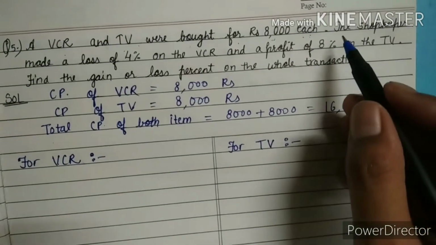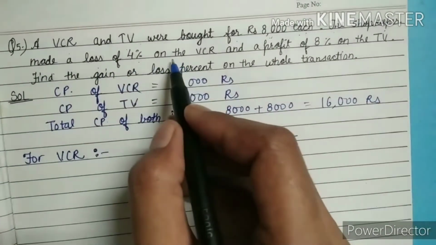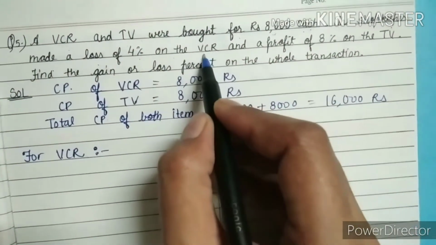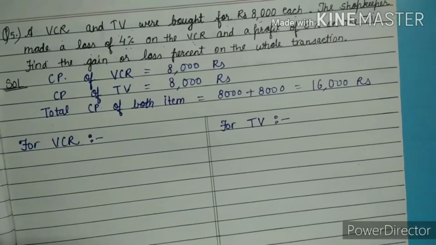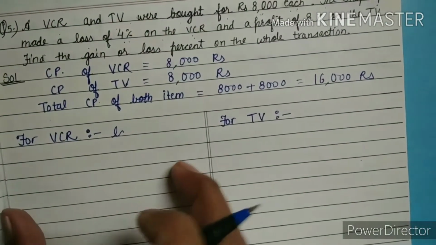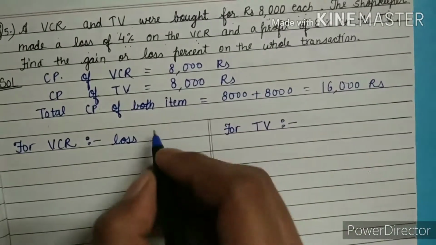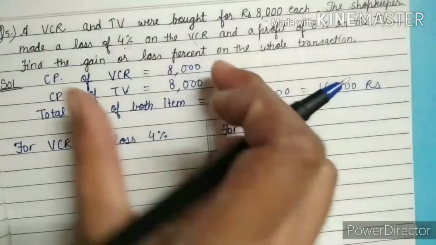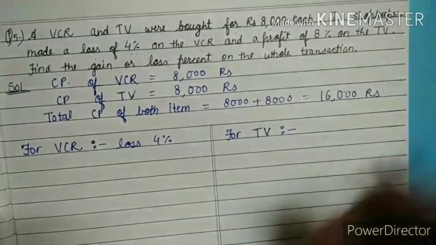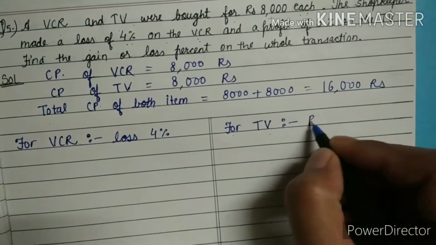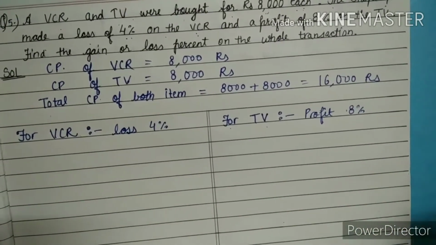Now we will read the question. The shopkeeper made a loss of 4% on a VCR. So on the VCR he gets a loss of 4%. So here you can see I made two sections, one for the VCR and one for the TV. So for VCR he is getting a loss of 4%, and a profit of 8% on TV. So for TV he gets a profit of 8%.